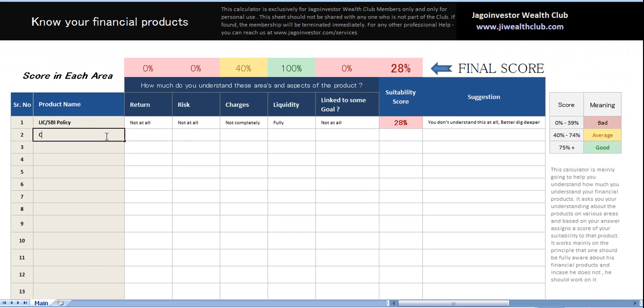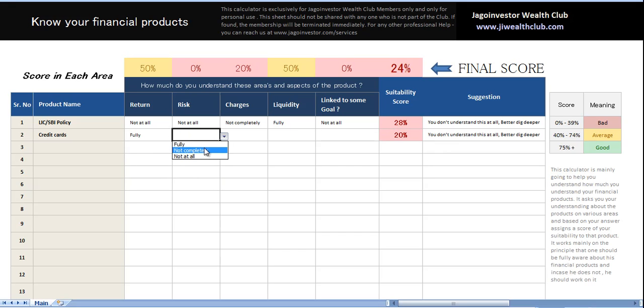So in the same way, you put credit cards. Do you understand the returns part? Yes, I understand the returns part. Do you understand the risk part? Let's say you do not understand what the risks are. So no, I do not understand what the risks with the credit card are. Do you know the charges? What are the charges which are cut in a credit card? What is the monthly charge if you do not pay it on time, and all those risks? So let's say you understand it. The liquidity part doesn't apply here, so you'll choose fully.